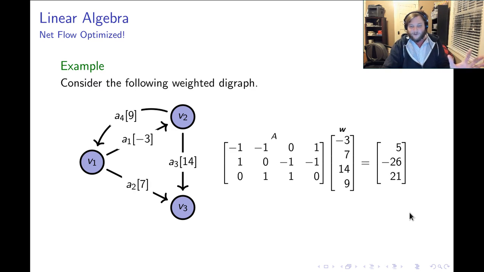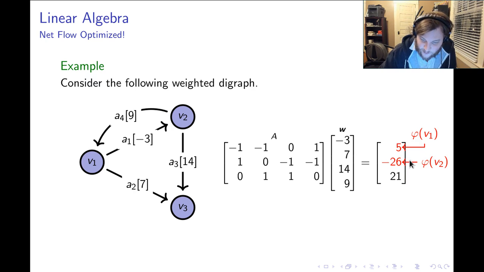And here's the cool thing about the theory. 5 turns out to be the net flow through the first node. So remember, for net flow, we add all the weights pointing in and we subtract the weights pointing out. So what we would look at if we calculated that net flow by hand is we would take 9 and then we would subtract 7 and also subtract -3. So effectively we would be looking at 9 plus 3 minus 7, which turns out to equal 5.